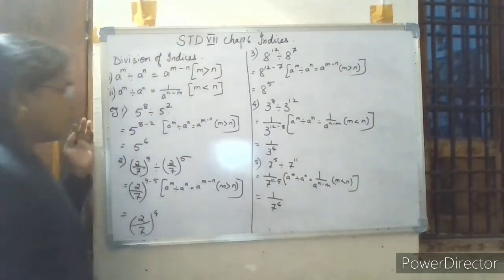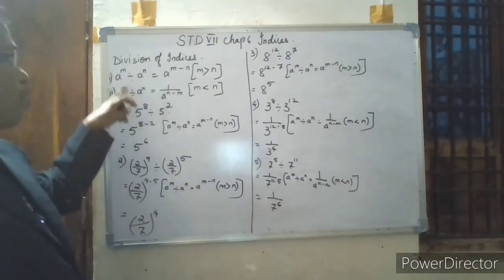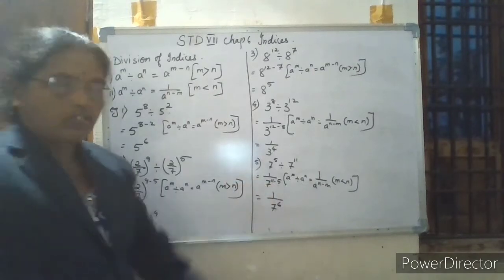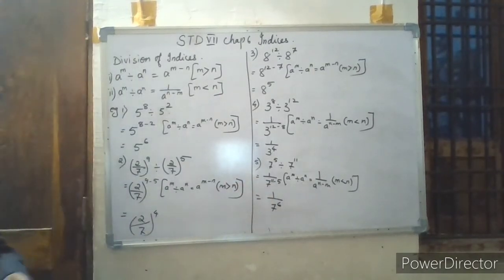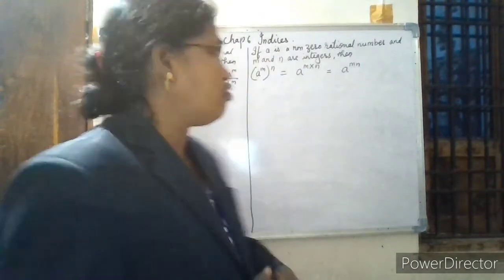In this way, you can use these two formulas for division when m is greater or m is lesser than n. Solve the examples. Now let us learn the laws of indices.